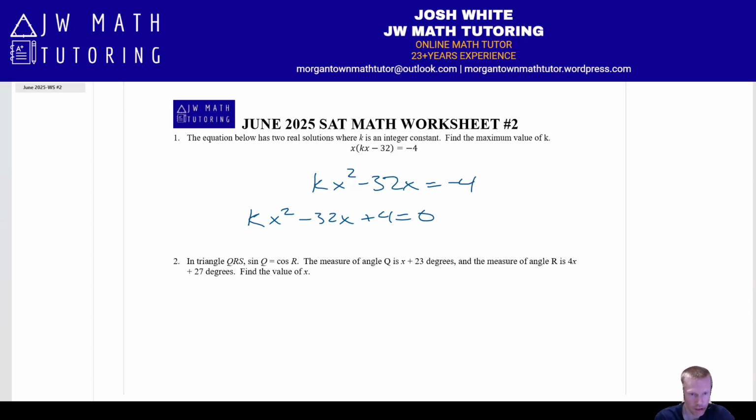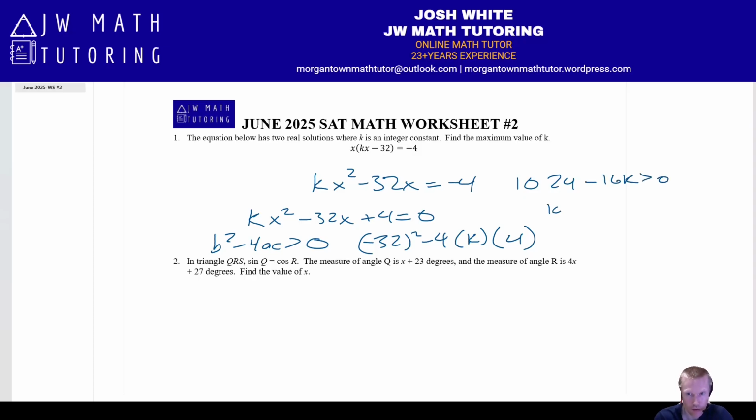So we can just go ahead and take the discriminant, b squared minus 4ac, and set that greater than 0. That will guarantee that we have two real solutions. So here the b value is negative 32. The a value is just k. The c value is just 4. So basically, negative 32 squared is going to be 1024, and then minus 16k is greater than 0. 1024 is greater than 16k.